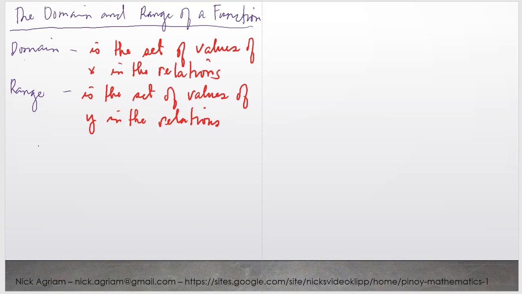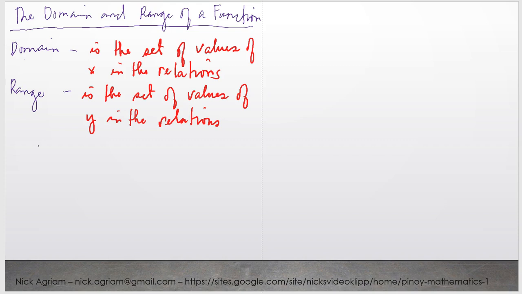Welcome back. As I promised, I will be discussing the domain and range of a function, or a relation in this case. The definition of a domain is the set of values of x in the relation. Range is the set of values of y in the relations.